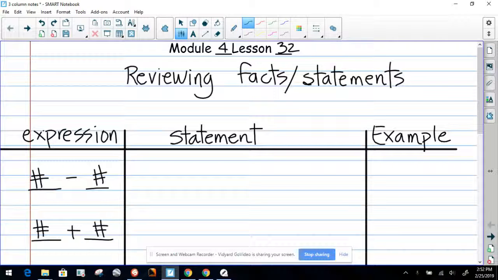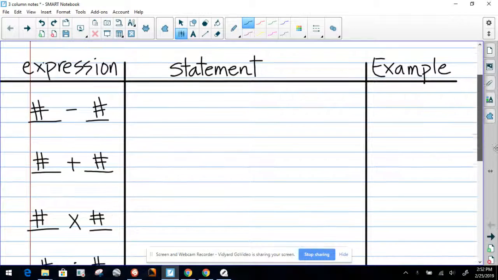I am going to present to you just some facts, some statements that you need to be aware of. These are common things that you should know by now, but I'm just going to review them with you to assist your memory. We have Module 4, Lesson 32. So these are the facts or statements that we are going to do today.